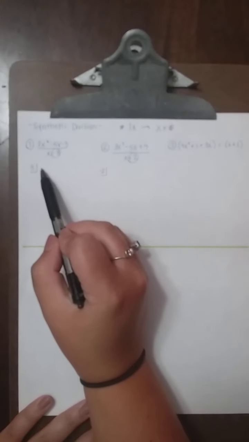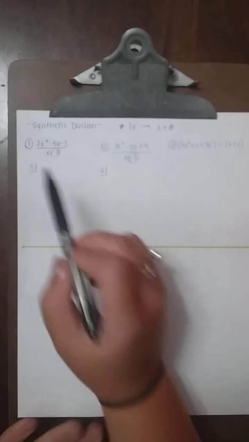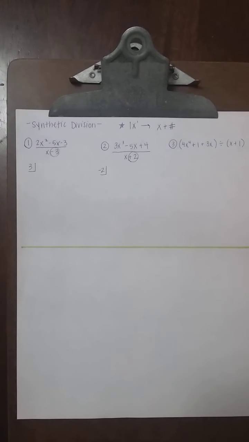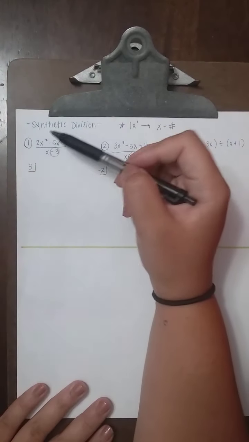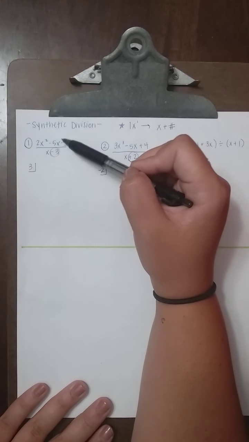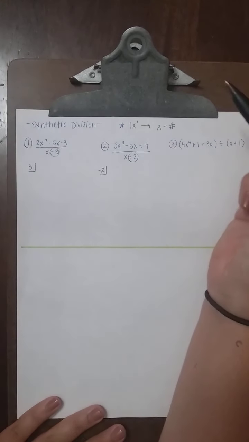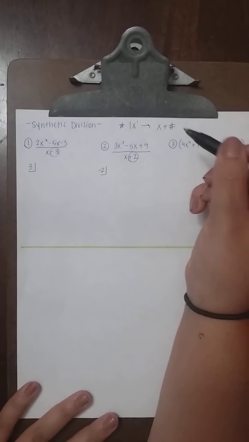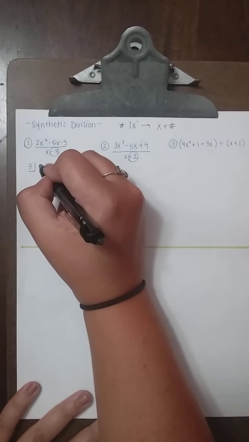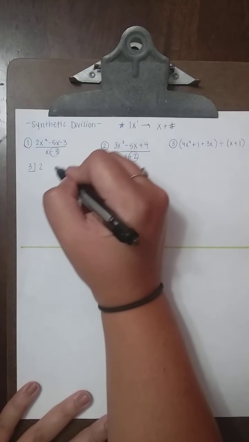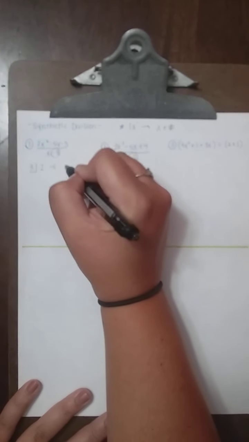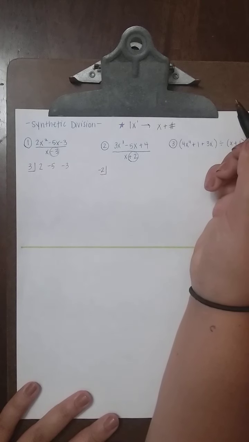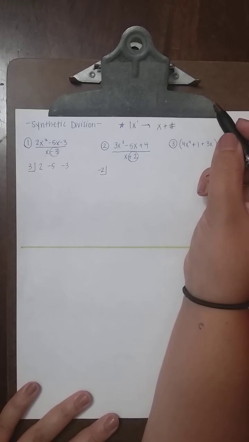And then I'm going to write out my coefficients. Okay, so before you write out your coefficients, double check, make sure it's in standard form. So for the first one, I have x to the second, x to the first, no x. So this one's in standard form. Your coefficient is the number that's in front of the x's. So for this one, I have a 2 in front of the x squared, I have a negative 5 in front of the x, and a negative 3 for my constant. So those are my coefficients.